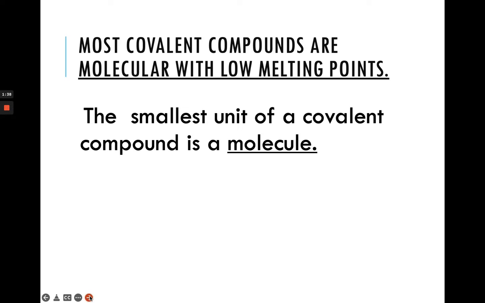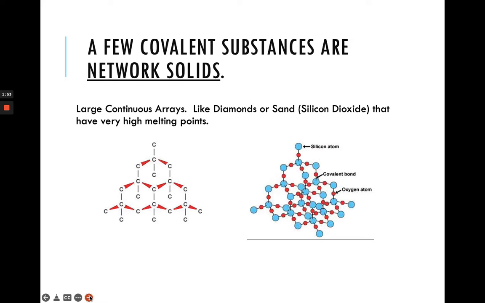Now, there is one exception to this, one kind of covalent compound that is not a molecule, but the vast majority of covalently bonded substances that you run into, their smallest form is a molecule. The one exception is that there are a few covalent substances that are network solids. Network solids are continuous arrays, sort of like what you see in an ionic compound. Just they are bonded using covalent bonds.